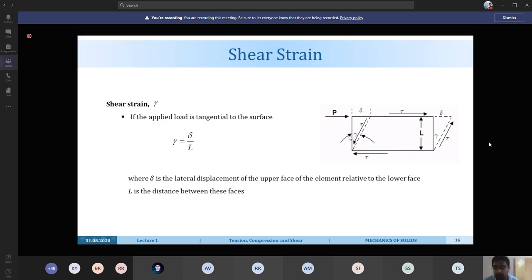Usually the shear strain will be very small, such that we can assume that tan gamma equals delta by L, and with that assumption we come to gamma equal to delta by L. That is because the shear strain developed will be very small. Here we have to note that the load is acting parallel to the surface which we are considering.